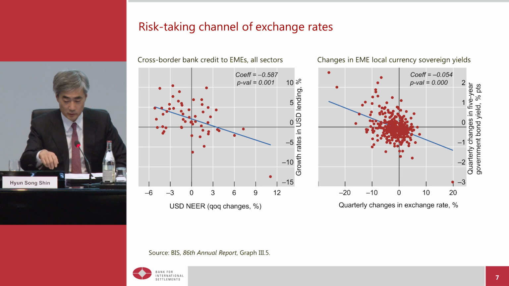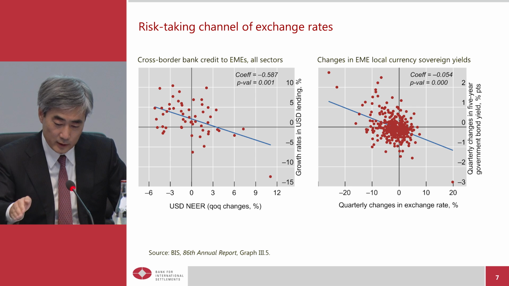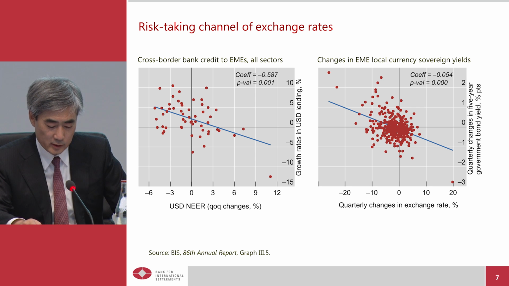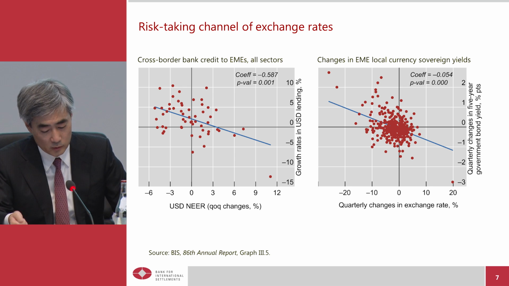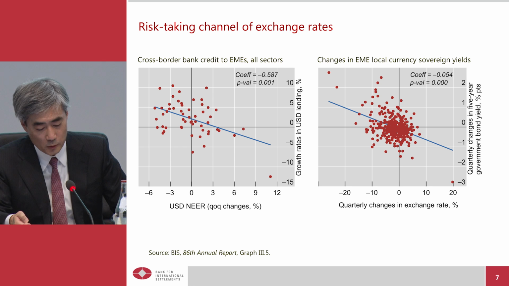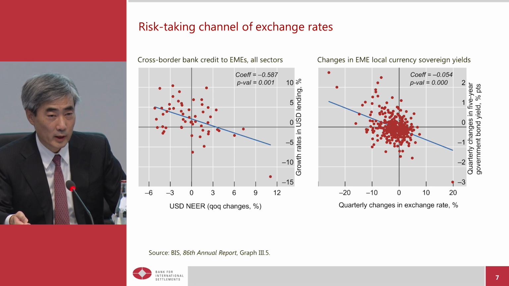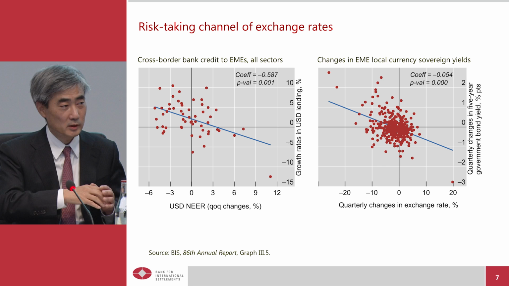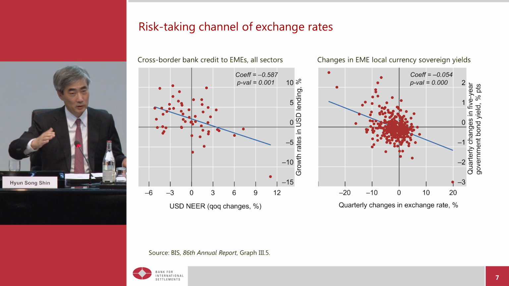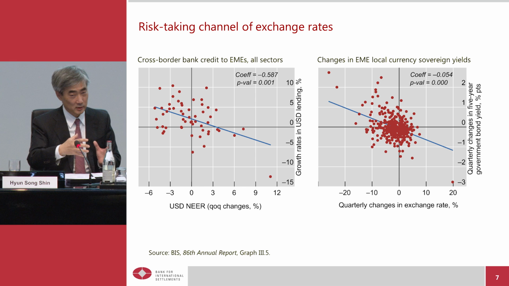If you look at the left-hand panel, this shows you the relationship between the value of the dollar, which is measured along the horizontal axis, and the growth of cross-border bank lending in dollars, which is measured on the vertical axis. And the slope of that line indicates that a 1% depreciation of the dollar is associated with a 0.6 percentage point increase in the quarterly growth rate of cross-border lending denominated in dollars. And so this is a sense in which when the dollar is weakening, we see an expansion of dollar credit. When the dollar is strengthening, we see these things contracting.